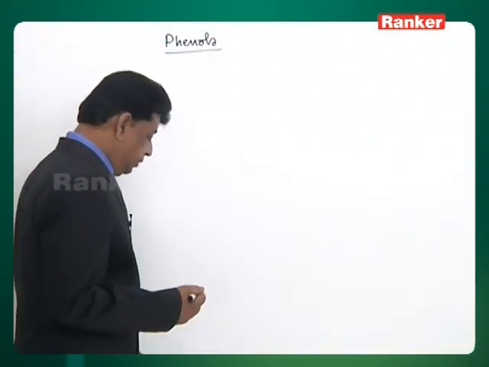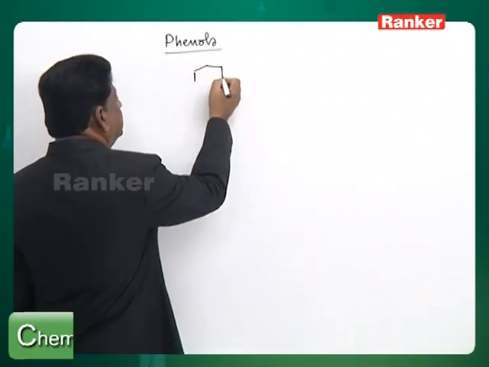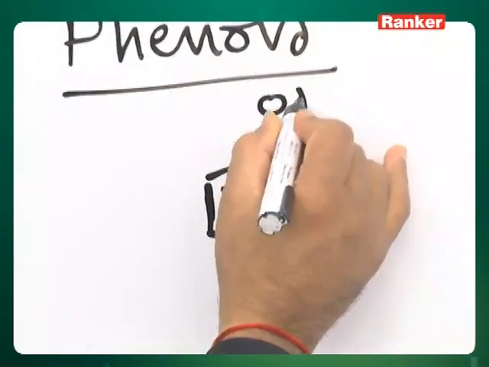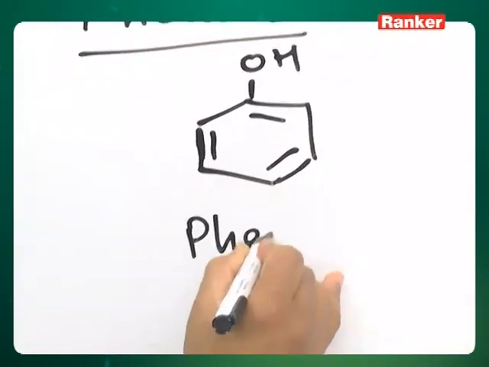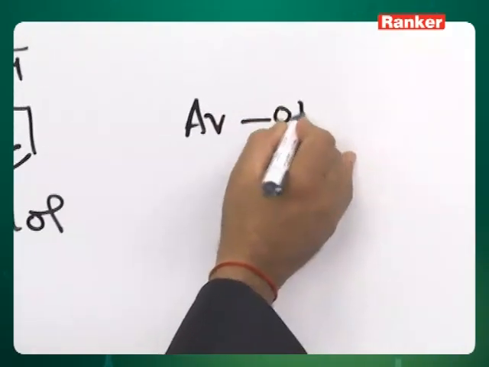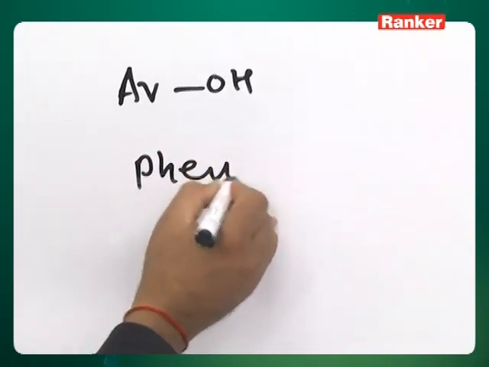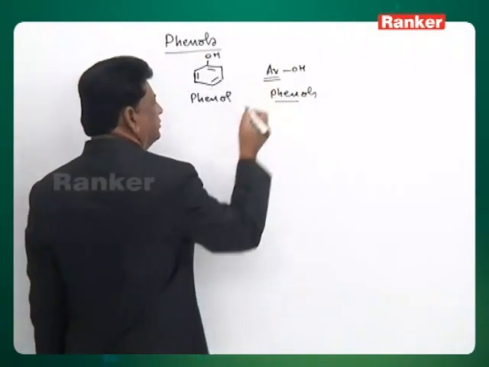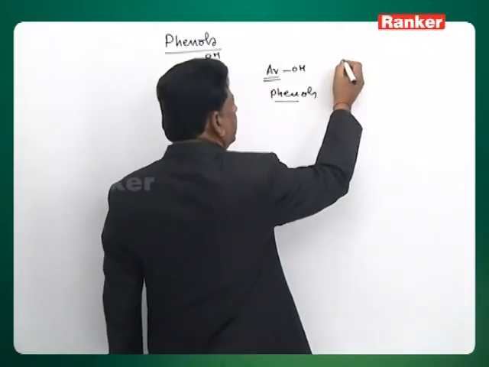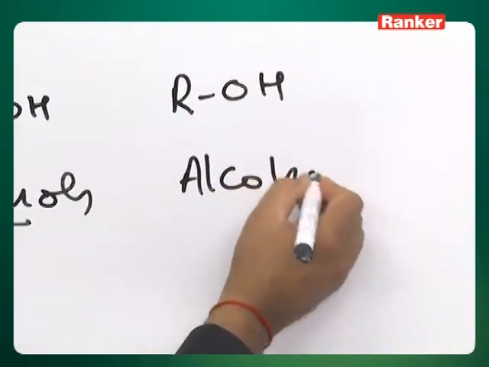So let us take some preparations and the properties of these phenols. A common phenol is an aromatic system like benzene with an OH group, it is called phenol. But any aromatic system with attached OH may be called a common phenol. Any aromatic system, but the OH should be directly attached. And if R is attached to OH, we call it an alcohol, right?